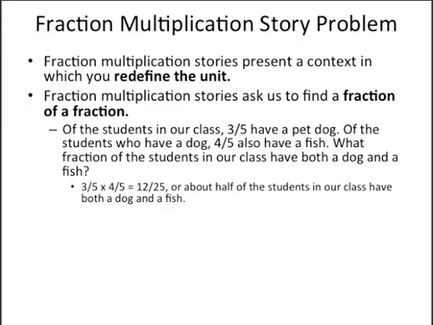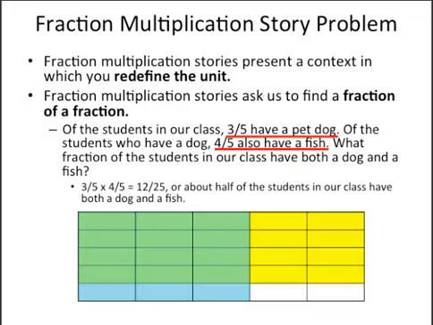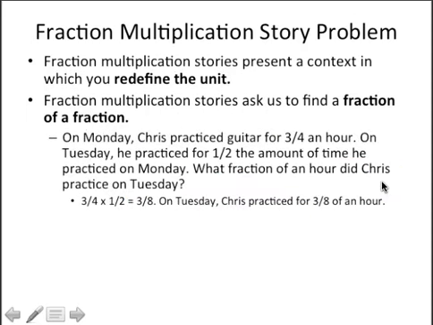And we're going to find a fraction of a fraction. Of those 3/5, 4/5 of them also have a fish. So we need to find 3/5 of 4/5 to get our product 12/25. And we can also see the product here in this visual representation. If we overlay 4/5 and 3/5, the overlapping area represents our product 12/25.